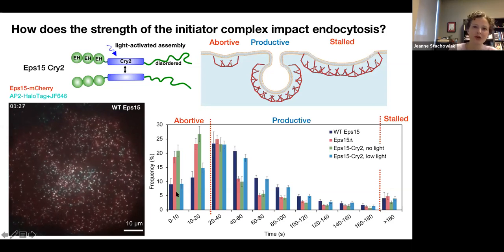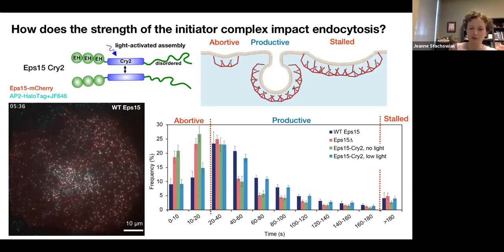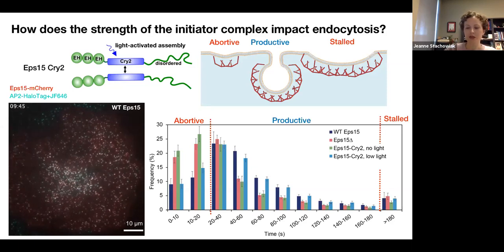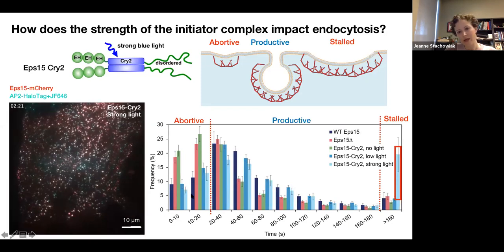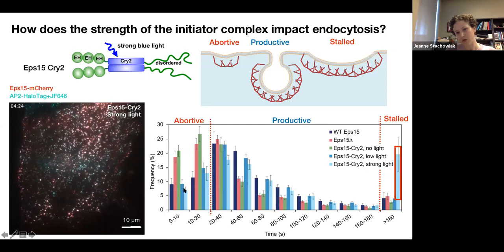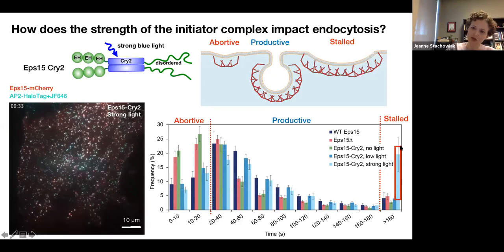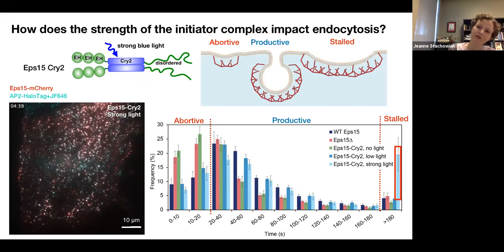So at this point we thought, oh, this is exciting. We'll keep shining this blue light and we'll drive the abortives down to 0 and make endocytosis more efficient. We thought this would be really fun. But interestingly, when we turned up the light, we didn't quite get what we expected. We did get a small reduction in the number of abortive pits, but most notably, we got this huge increase, about a 4-fold increase in the number of stalled structures.